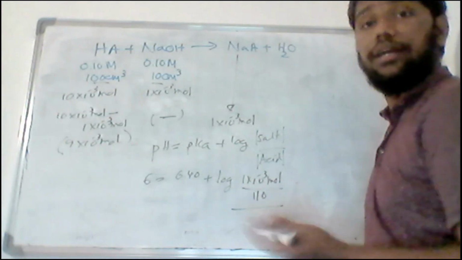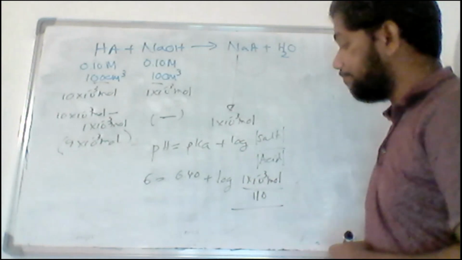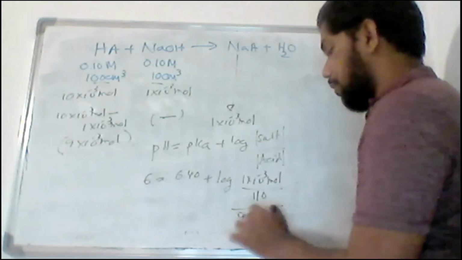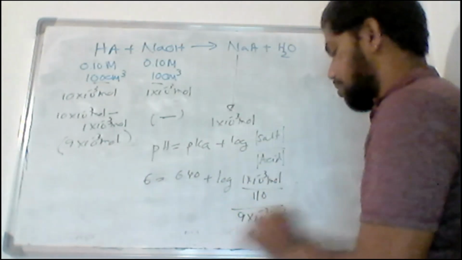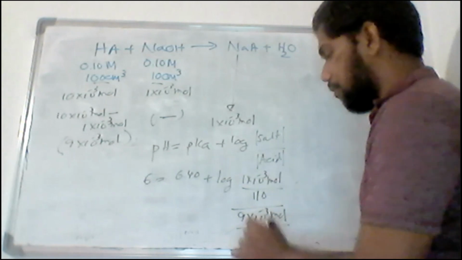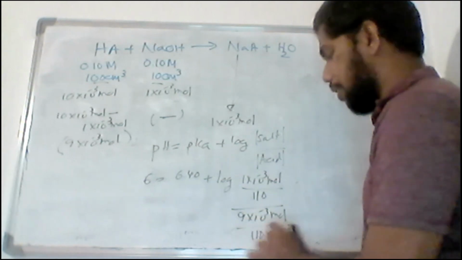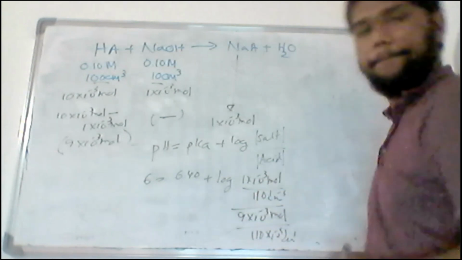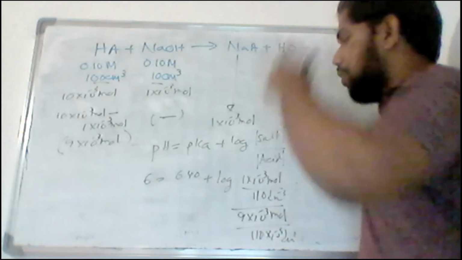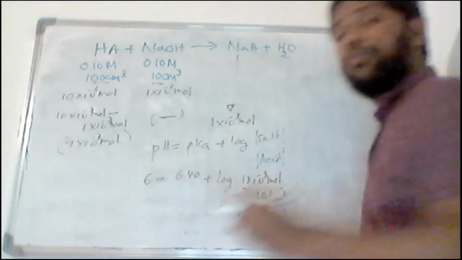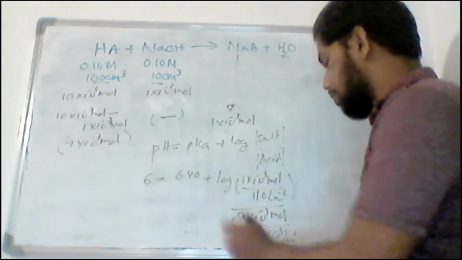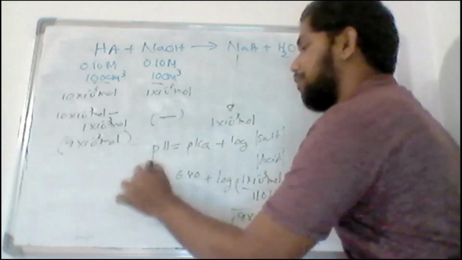And what is the acid concentration? This is 9 × 10^-3 moles over the total volume, which is 110 × 10^-3 dm³, for an example. Okay. So we have 6.4 as the pKa, and we have a solution to find the pH. We don't know.